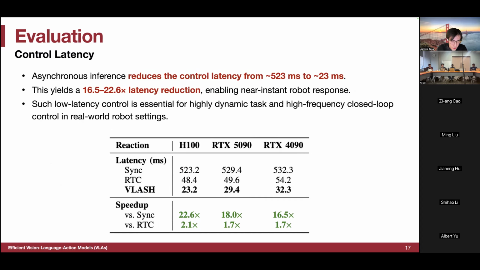And here I want to show the exact control latency to showcase the fast reaction speed. On H100, the asynchronous inference can reduce the control latency from 523 milliseconds to 23 milliseconds and achieve up to 22 times control latency reduction compared to the synchronized inference. And on the RTX 5090 and 4090, we can achieve about 18 times and 16 times latency reduction, respectively.